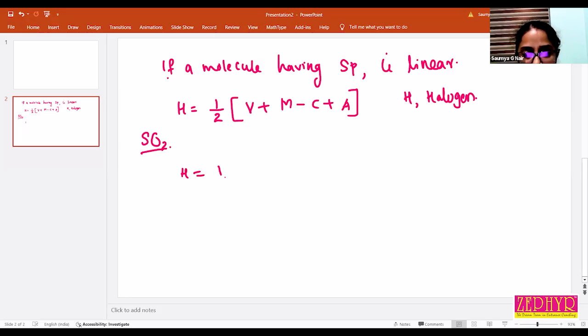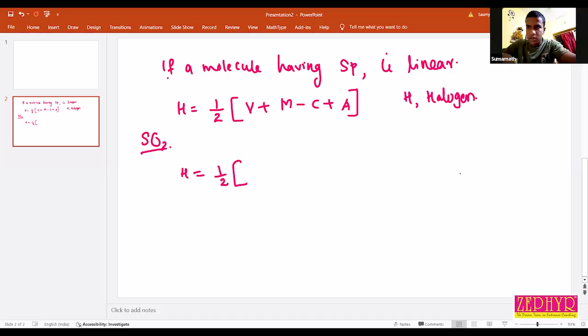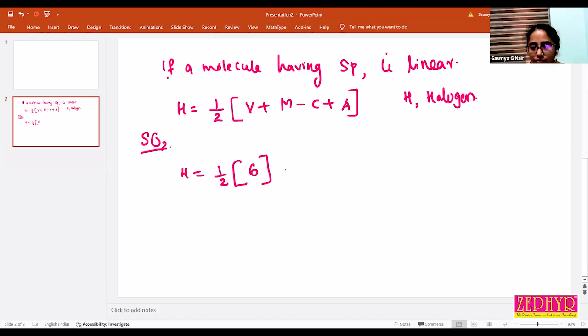H equal to half into, who is the central atom there? Sulfur. How many electrons are in the outer shell of sulfur? 6. Here there is no monovalent atom. Oxygen is a divalent atom, right? No cation, no anion. So it is enough.